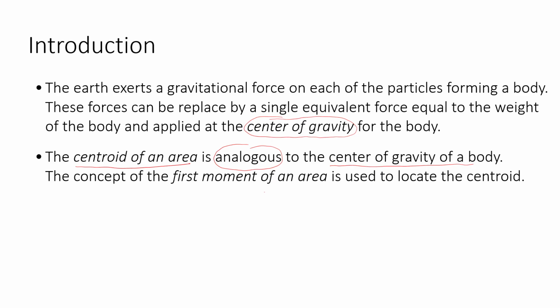Okay, so the first moment of an area is used to locate the centroid. So probably you are confused about what moment means. In physics, this one is torque, which is force times a moment arm. Right? So most likely it's a torque in physics. But in the engineering aspect, we call it moment because of the twisting behavior of the material, that's why we call it moment.